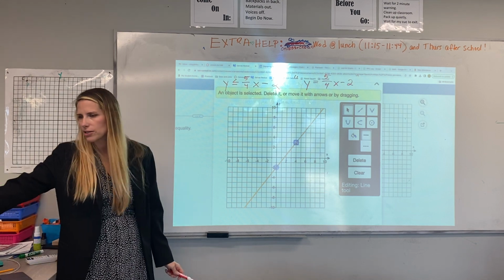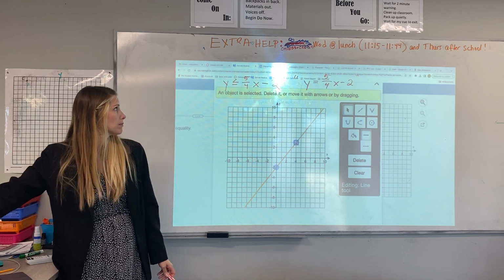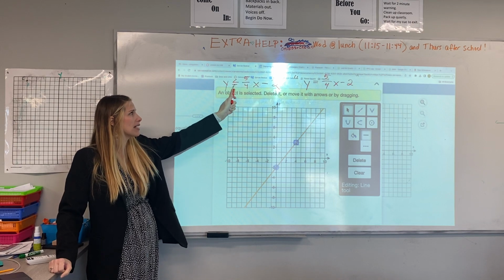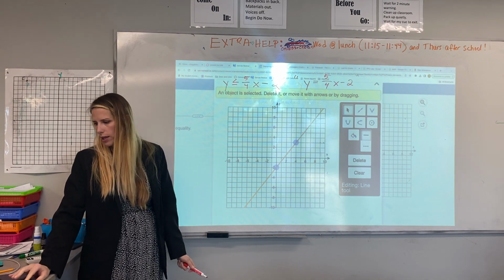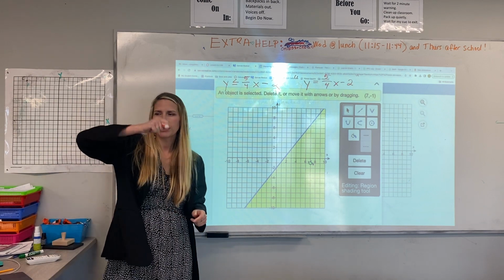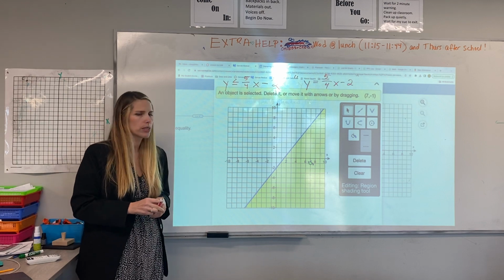One last step is to go below the line. That's correct. I'm going to shade. My last step is shading. I look at my inequality. It is a less than symbol, so I go lower than the line. I click on the paint tool. So much easier than going like this with my marker. I love it. You guys want a second to work on yours?